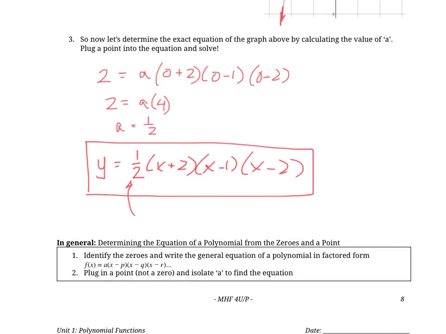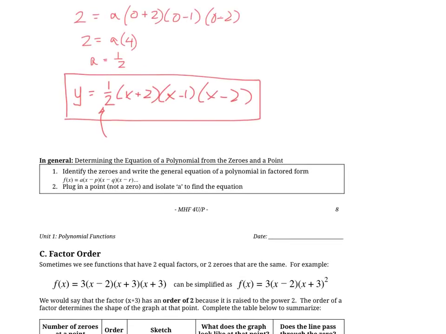So in general, here's our summary. In order to determine an equation, identify the zeros and plug them into the general form of the equation, and then plug in a point to find a. And there you go. Not much more complicated than with a parabola. Now, this isn't the end of the story. We do have a little bit more. If you look at the handout, it does continue with something called factor order. It's not always going to be this simple, but we're going to save that for an activity in class.